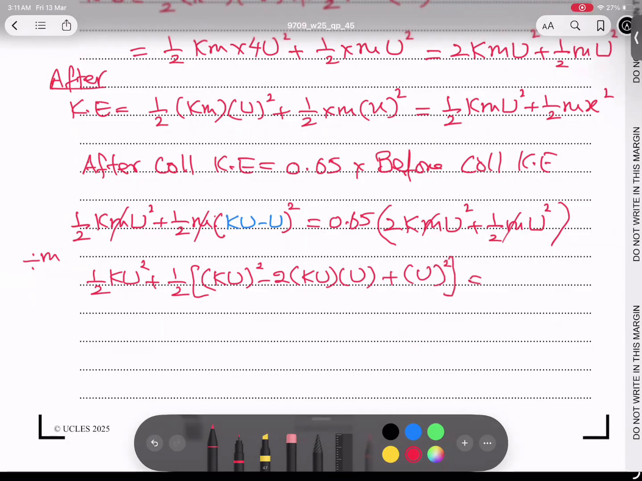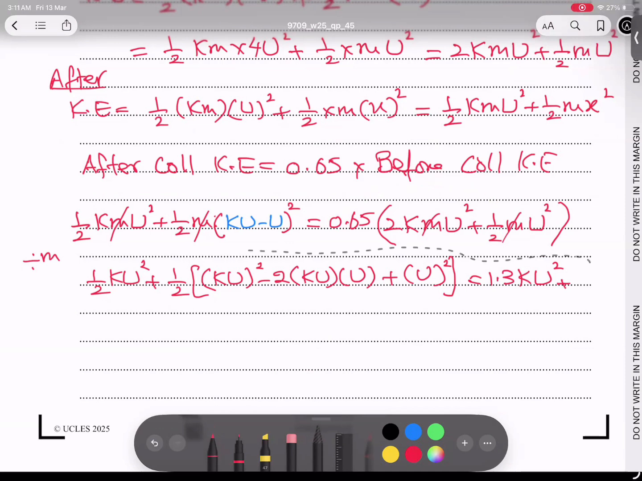What about the right hand side? Right hand side, students, we can do 0.65 times 2. If I type it in the calculator, this multiplied with that, I will get 1.3 k u square. And what about the 0.65 divided by 2? I'm getting here 0.325.